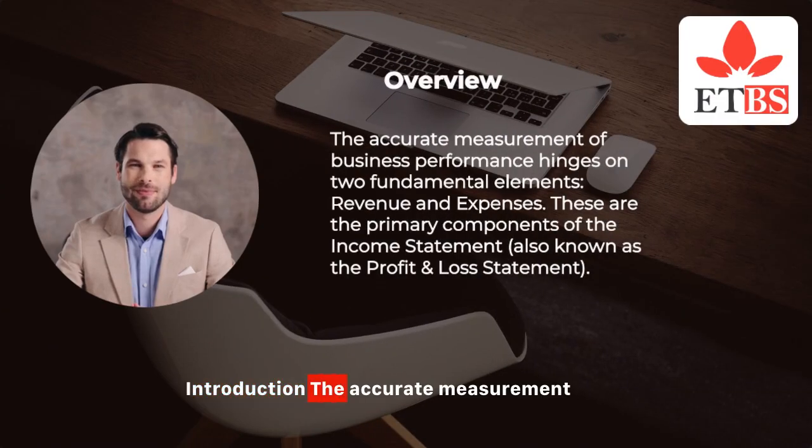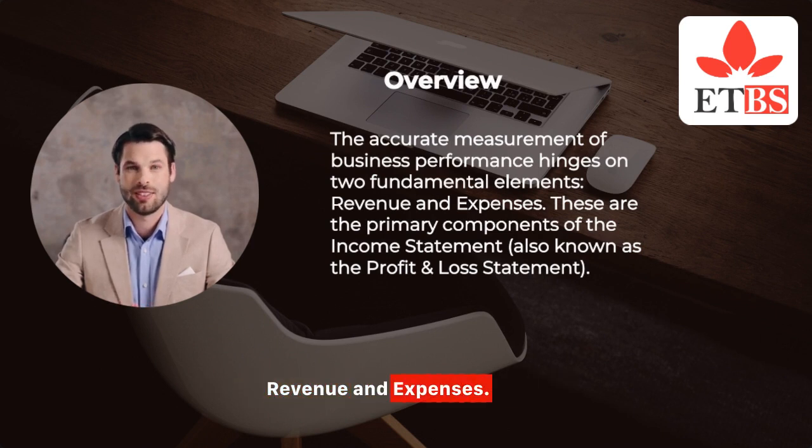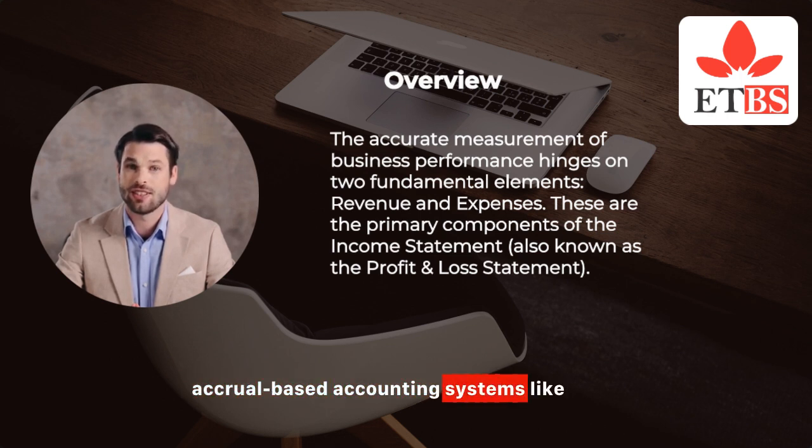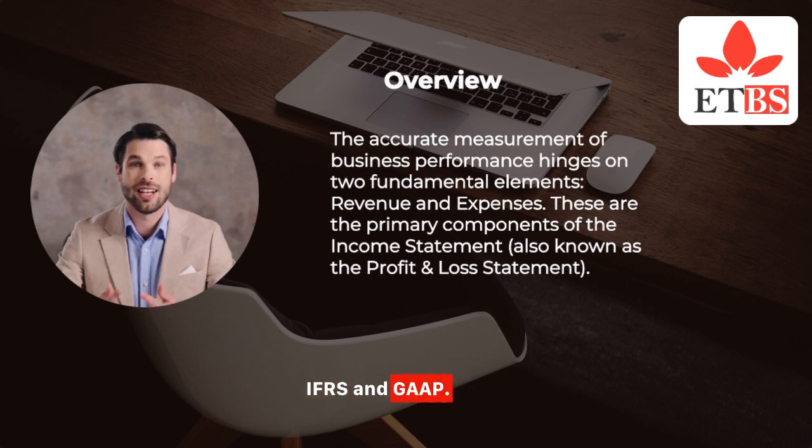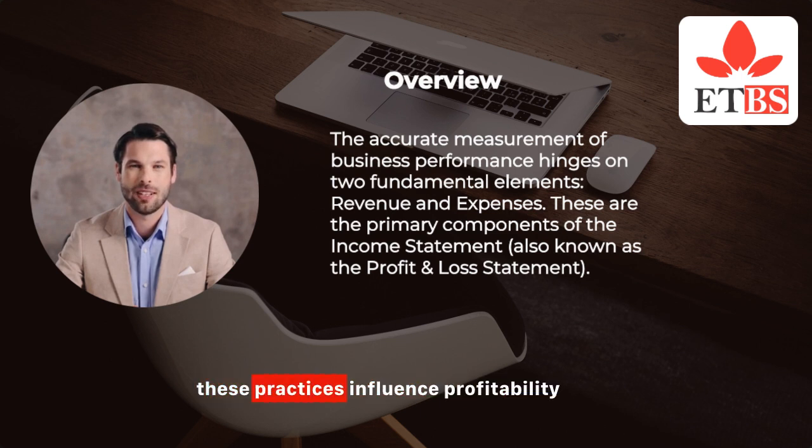Introduction. The accurate measurement of business performance hinges on two fundamental elements: revenue and expenses. These are the primary components of the income statement, also known as the profit and loss statement. Central to understanding how revenue and expenses are recognized is the matching principle, one of the core accounting principles under accrual-based accounting systems like IFRS and GAAP. This module provides an in-depth exploration of how businesses record income and expenditures, the rules that guide recognition, and how these practices influence profitability and financial reporting.